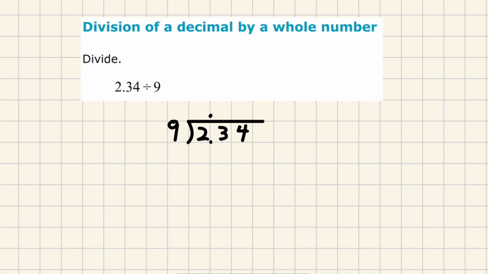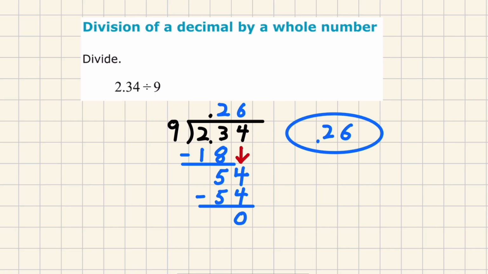9 doesn't go into 2, but ignoring the decimal, 9 goes into 23 2 times. 2 times 9 is 18. 23 minus 18 of 5, bringing down the next digit, which is 4. 9 goes into 54 6 times. 6 times 9 is 54, and subtracting, we have 0. So we have an exact answer here of 0.26.